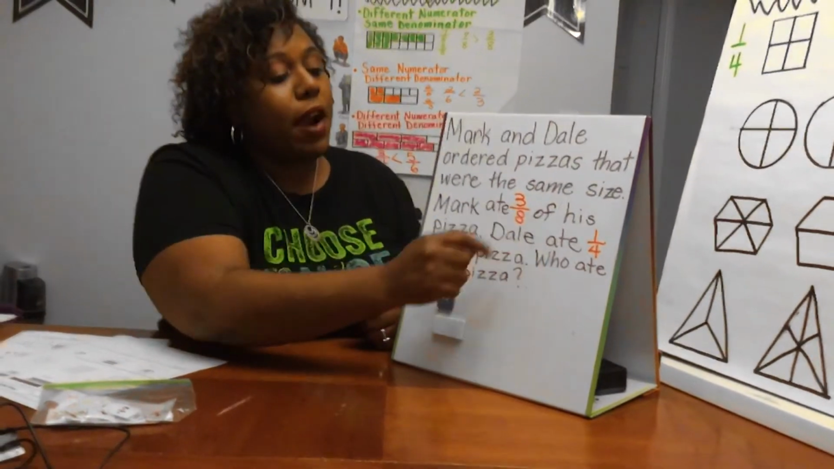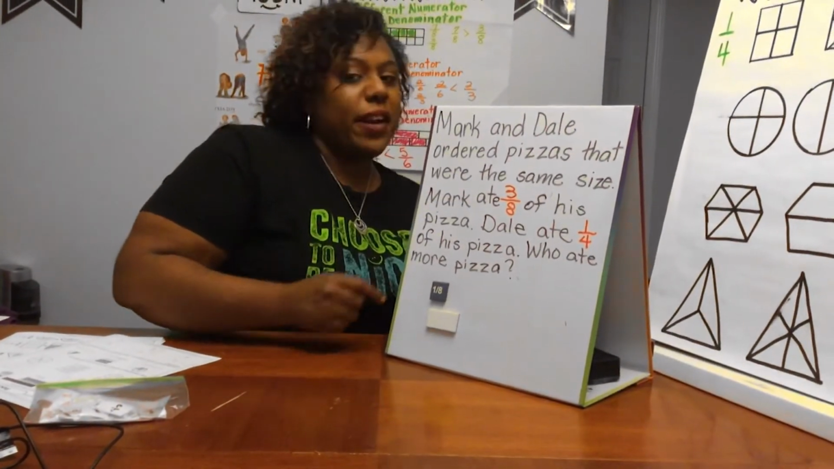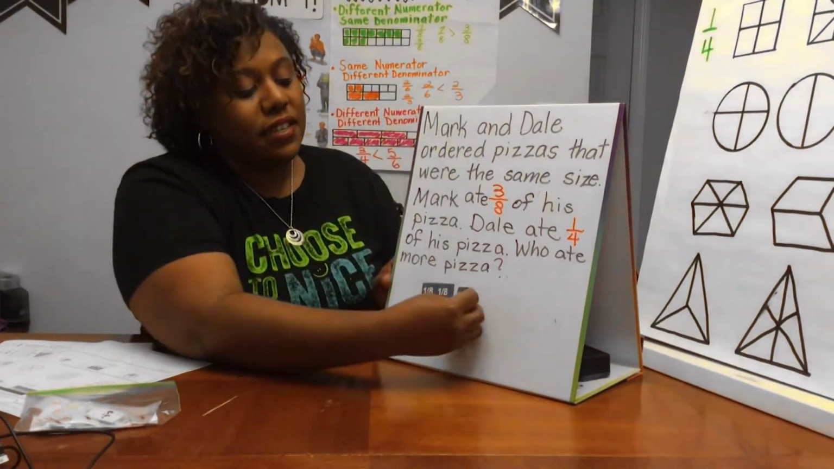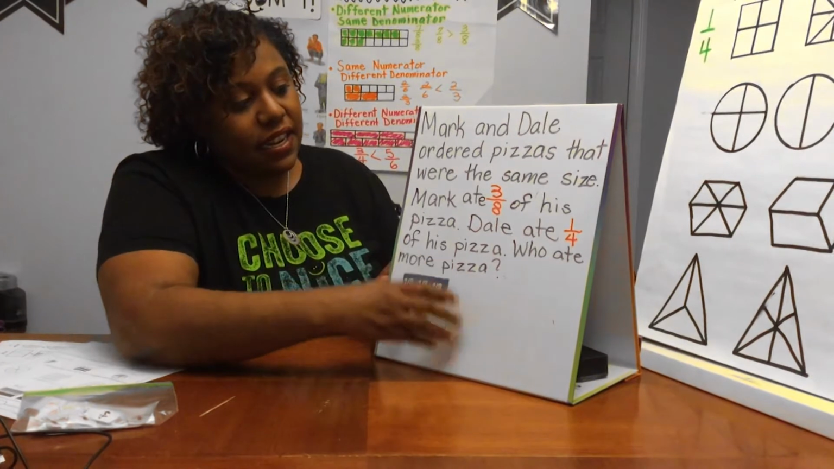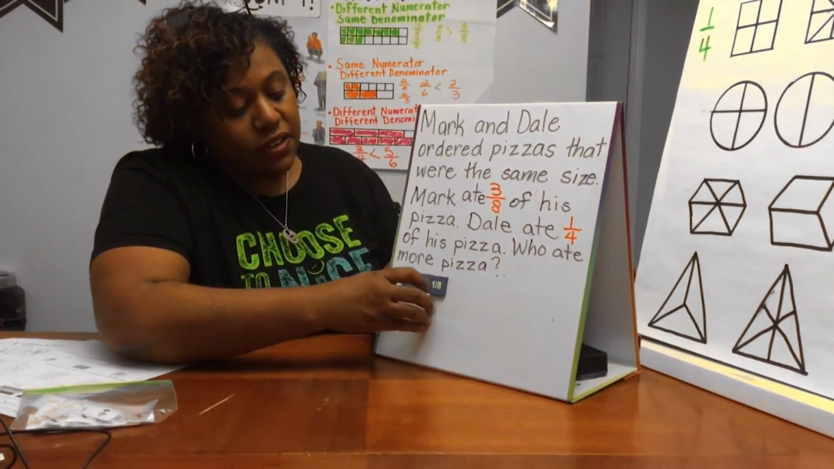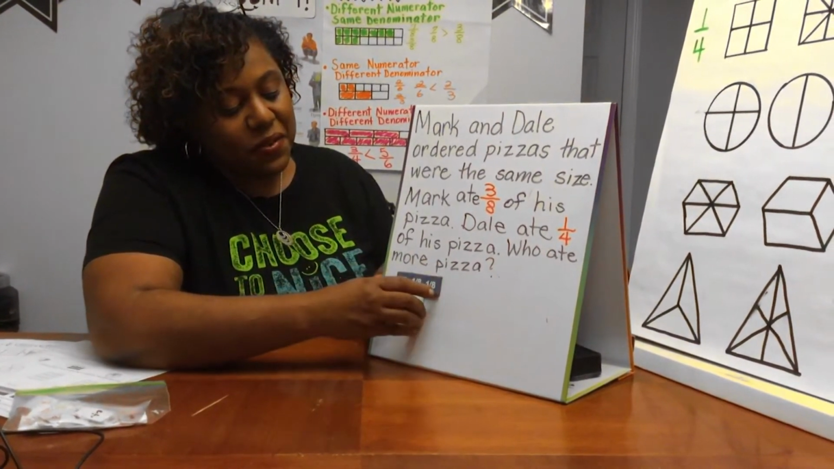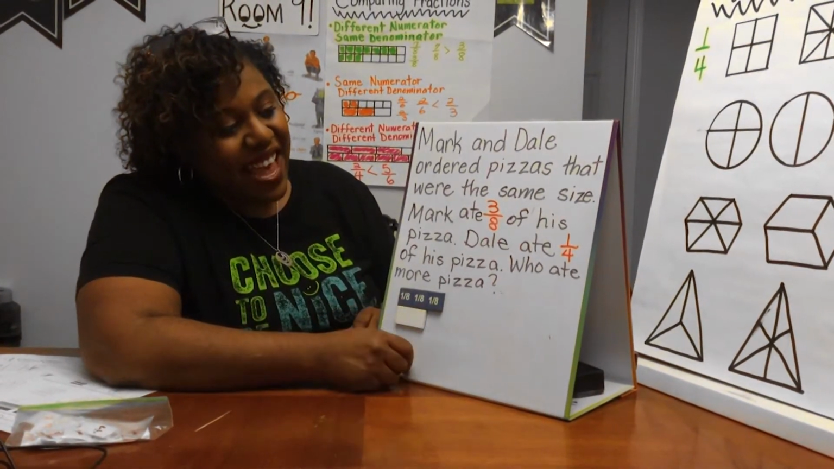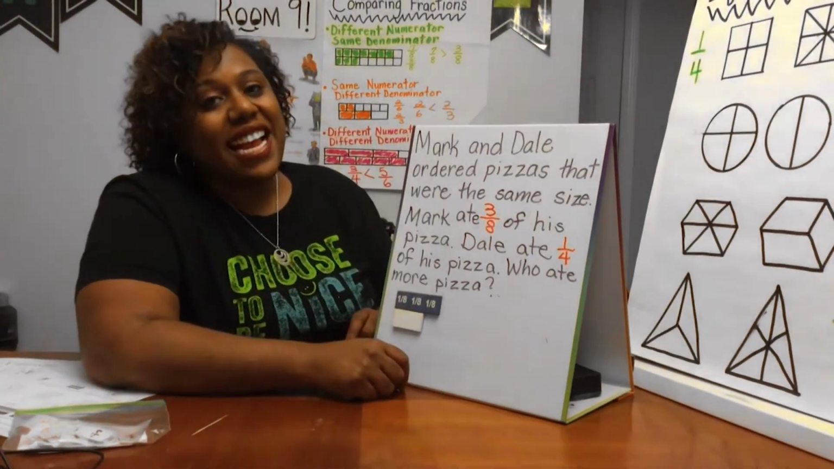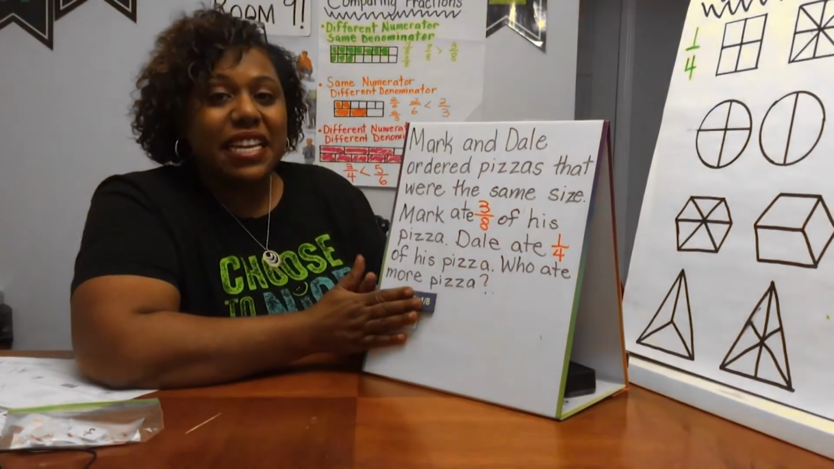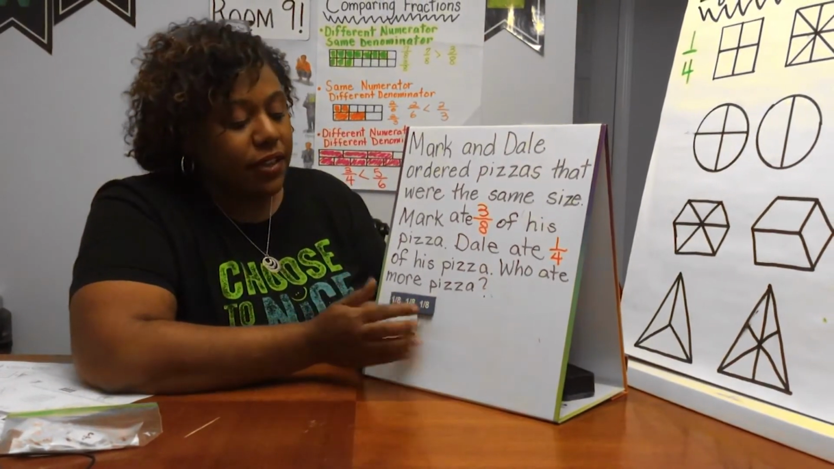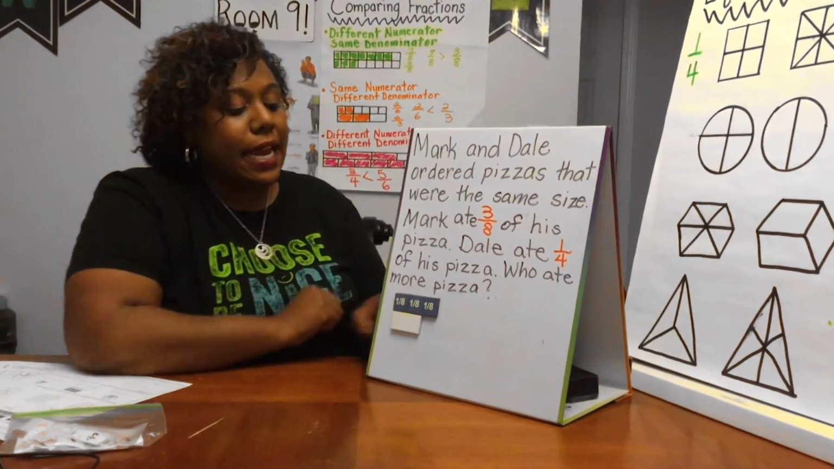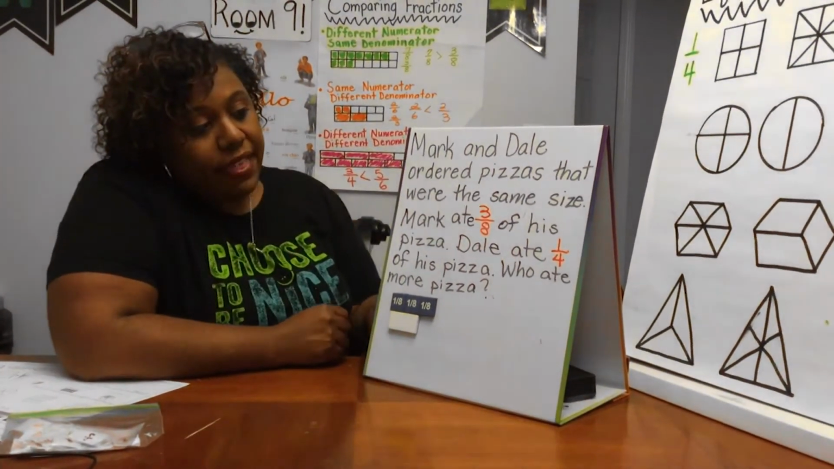Okay, so let's go back to the question here. Mark ate 3/8. I said Mark Keith because that's my son's name, but we call him Mark. There's 3/8. And Dale ate 1/4. Who ate more? Yeah, Dale had less. Mark was hungry. He ate more pizza than Dale. So we can look at it like this. We could draw it out. We could use our fraction strips to look at it. Let's look at it like we did yesterday with our math, okay?